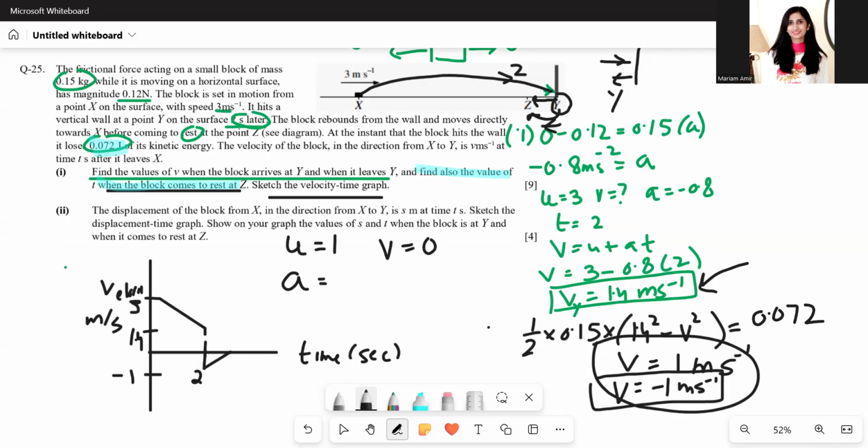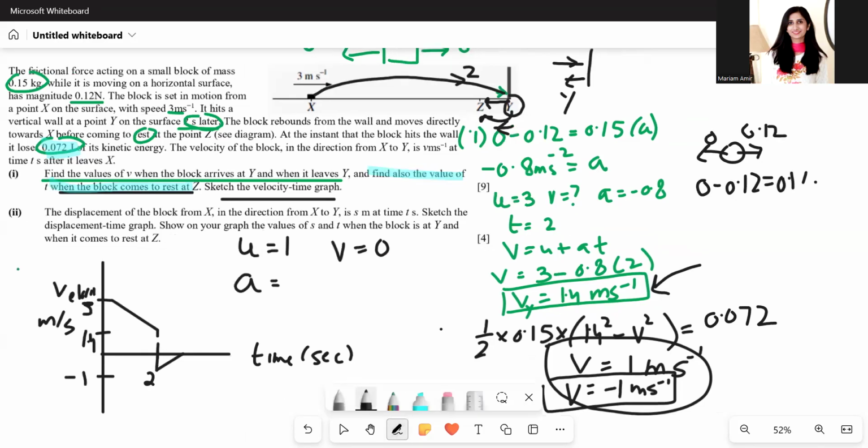Find acceleration. Forward force minus backward force is equal to ma. Forward force is still 0 in this direction. Backward force is still the same, 0.12 newtons. So 0 minus 0.12 is equal to ma. M is also the same, 0.15, and hence you'll get the same acceleration as before, -0.8. So acceleration is still -0.8.